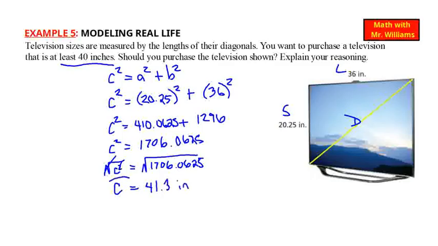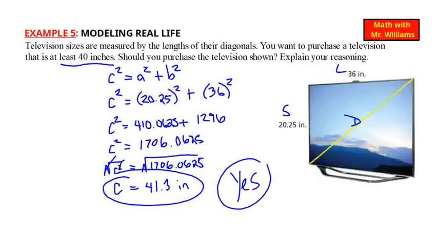So we can see 41 and 3/10 of an inch is greater than the 40 inches that was our least requirement. Should we purchase a TV? Yes, because 41.3 inches is greater than 40 inches.